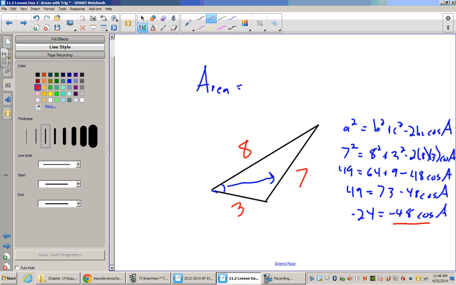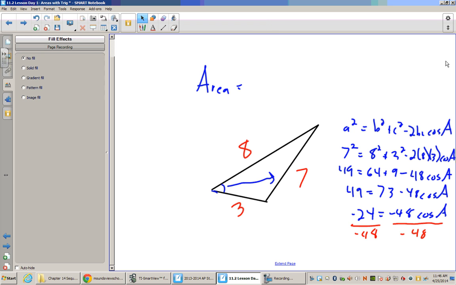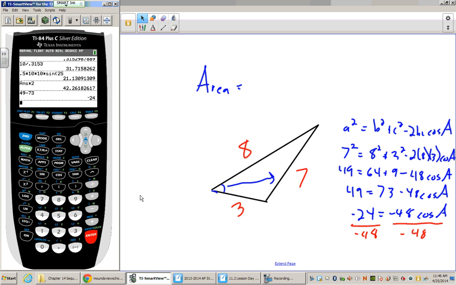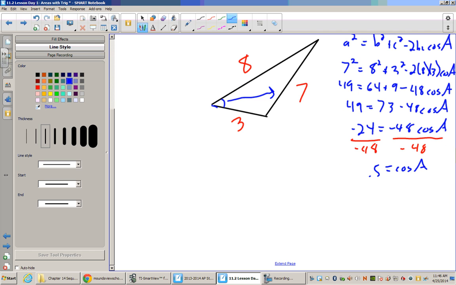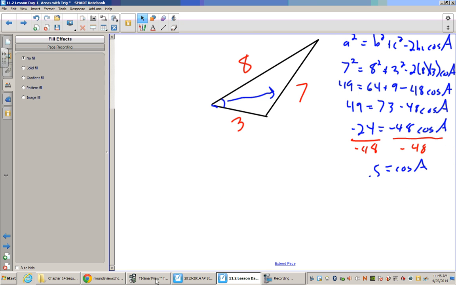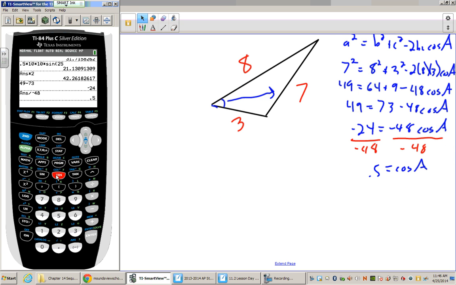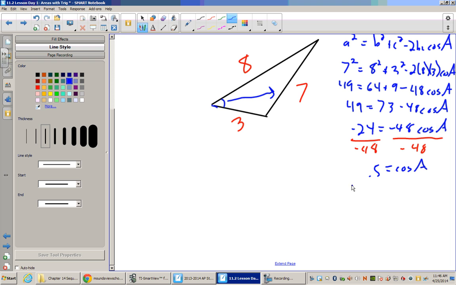Then we divide both sides by negative 48. I think that's going to be right half. So divide by negative 48, and you get just 1/2. So if the cosine of A equals 0.5, now to find the angle, we have to take the inverse cosine, which is 60. So our angle here is 60 degrees.